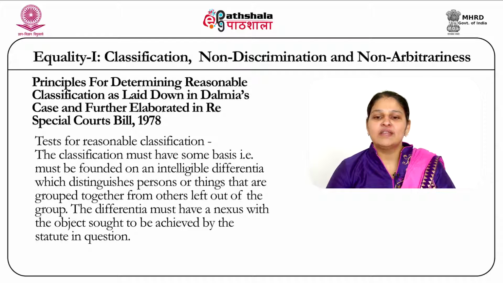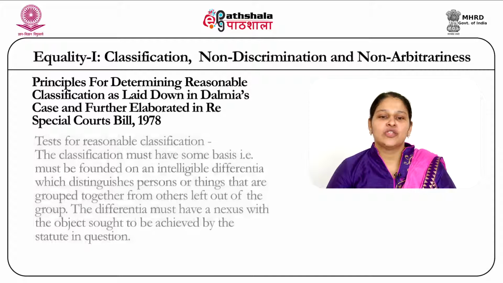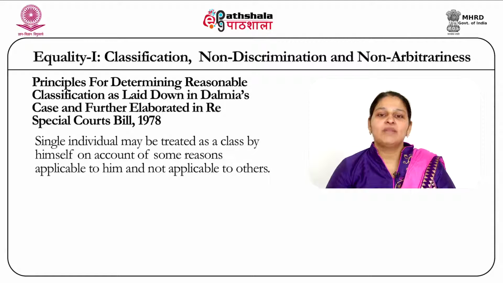Test for reasonable classification: the classification must have some intelligible differentia, that is, some basis which distinguishes persons or things that are grouped together from others left out of the group. The differentia must have a nexus with the object sought to be achieved by the statute in question. A single individual may be treated as a class by himself on account of some reasons applicable to him and not applicable to others.